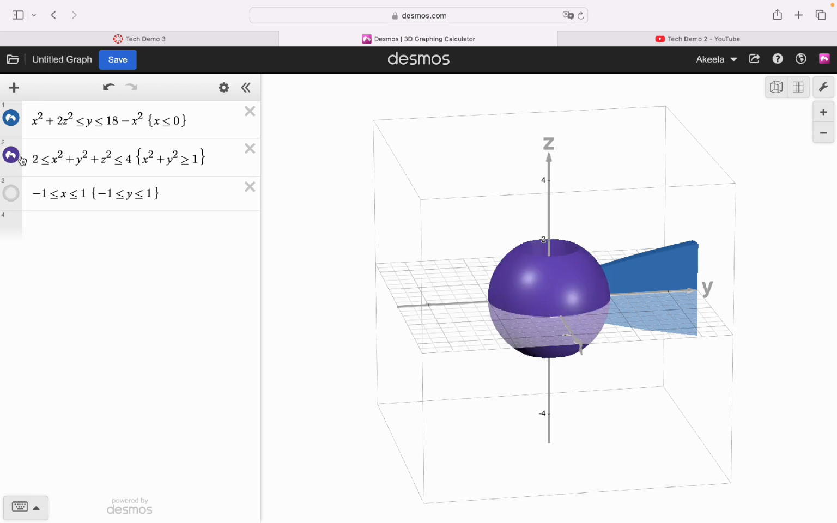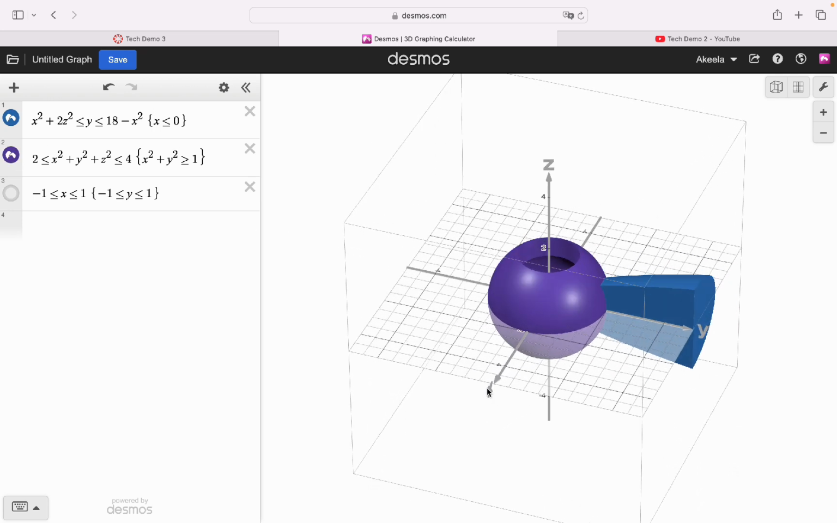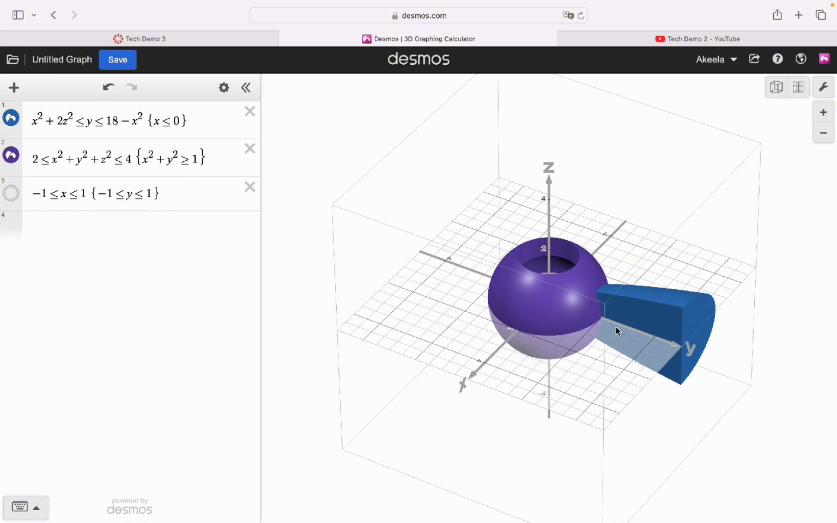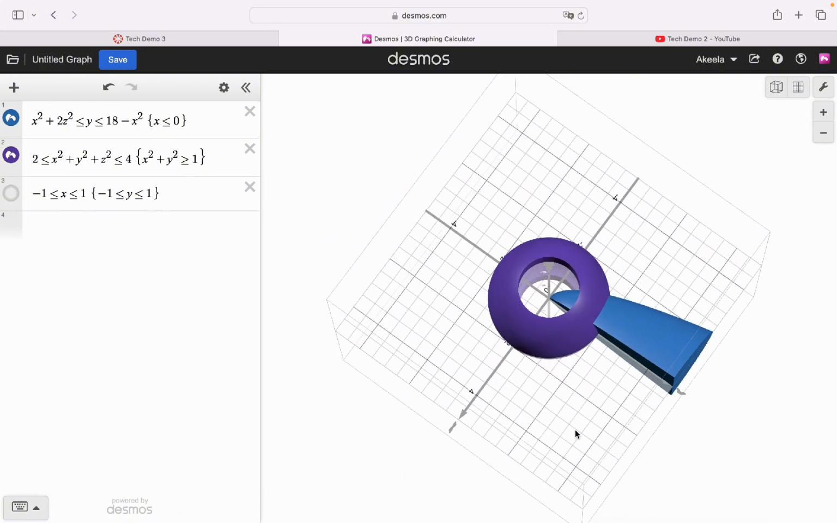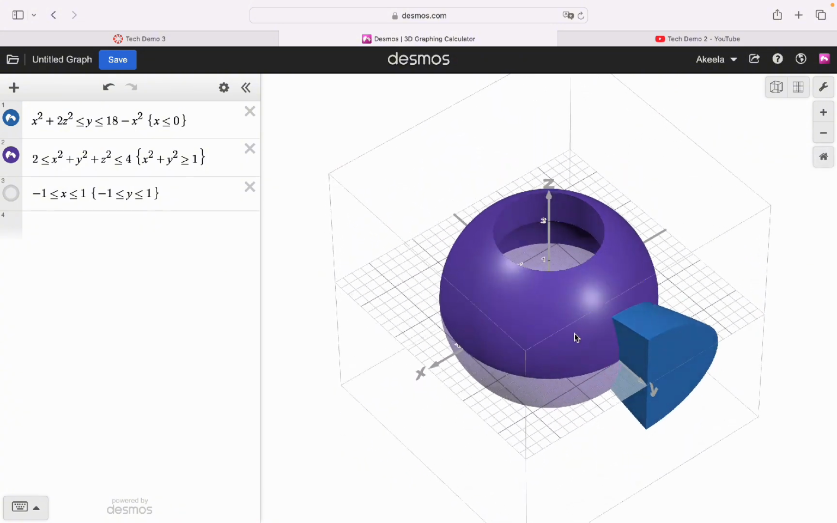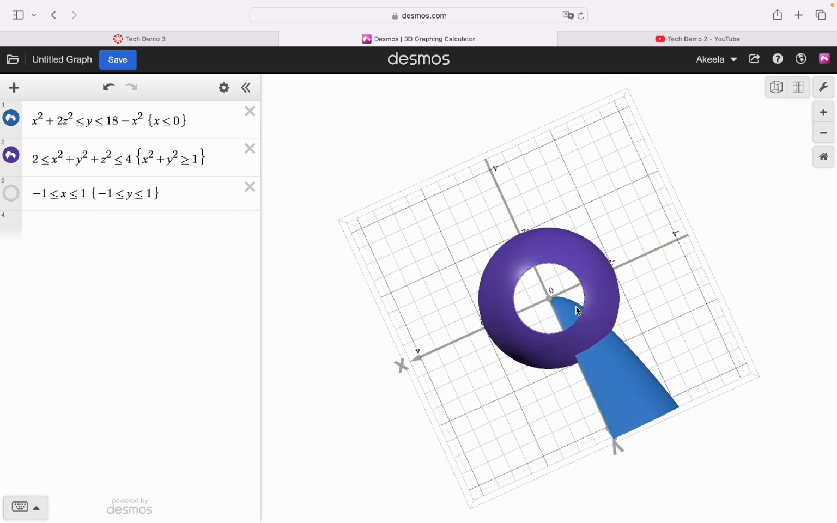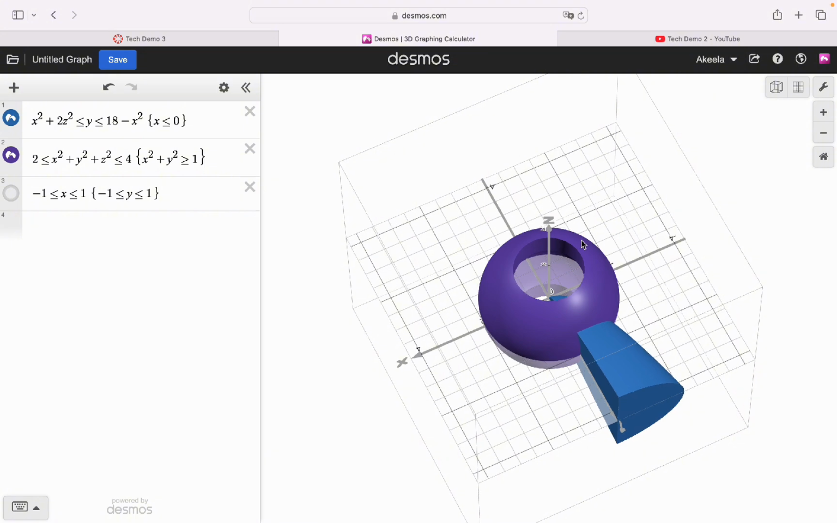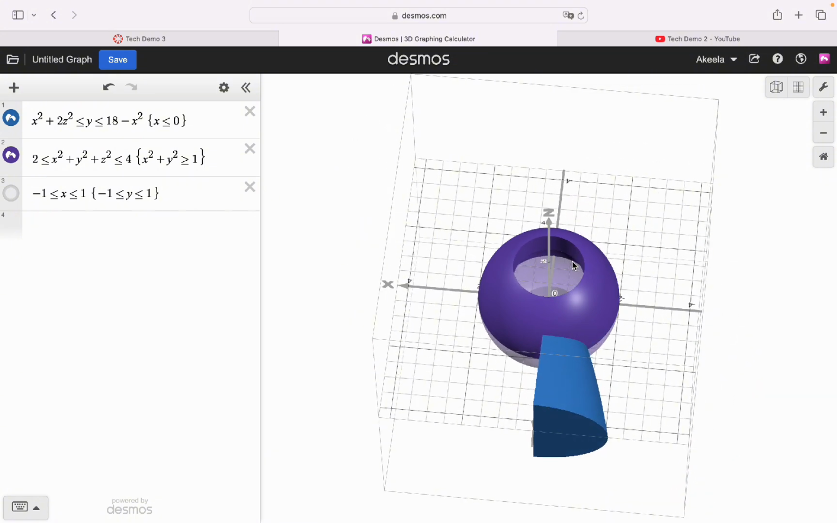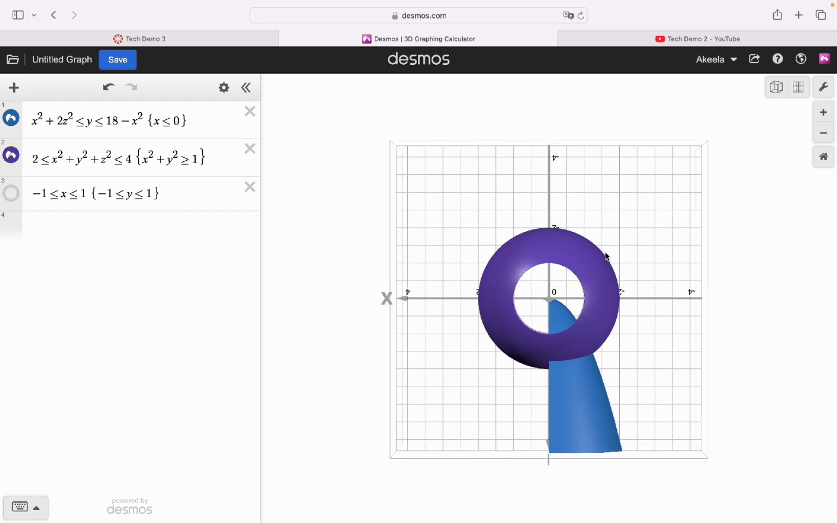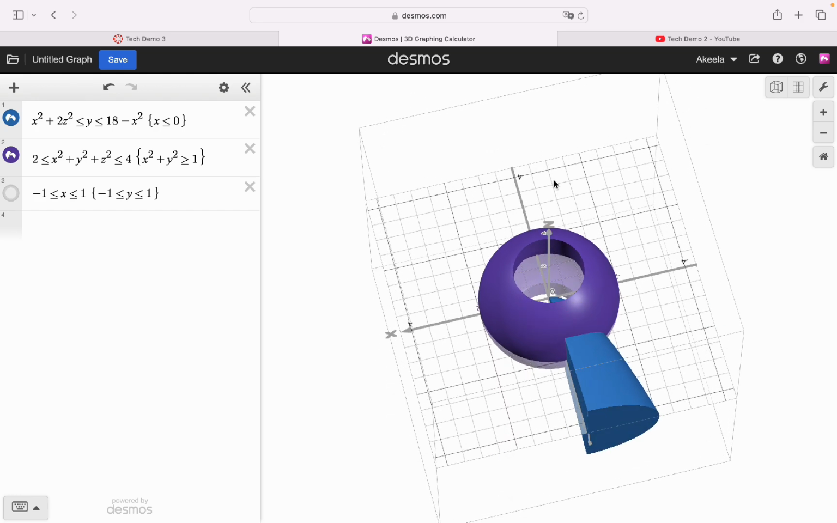And what we get from this is a spherical shell from radius root 2 to 2, and the set restriction cuts out the inside, as you can see here, of the cylinder r is less than 1. And so as I rotate it, you can see the cylindrical hole running through the shell along the z-axis.